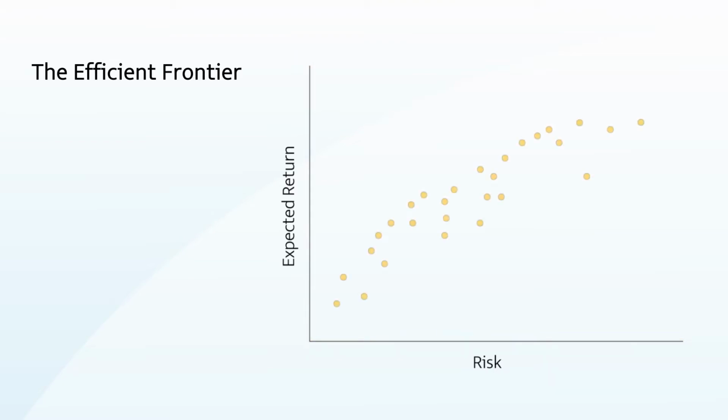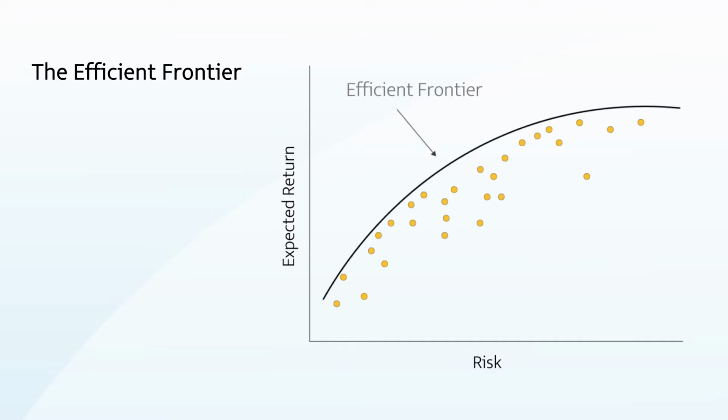In this chart, financial return is on the vertical axis, financial risk is on the horizontal axis, and each of the dots represents a portfolio of investments. You would want to choose one of the portfolios that is as close to the line as possible, because the portfolios on that line offer the most financial return for a given level of risk. That's why the line is called the efficient frontier.